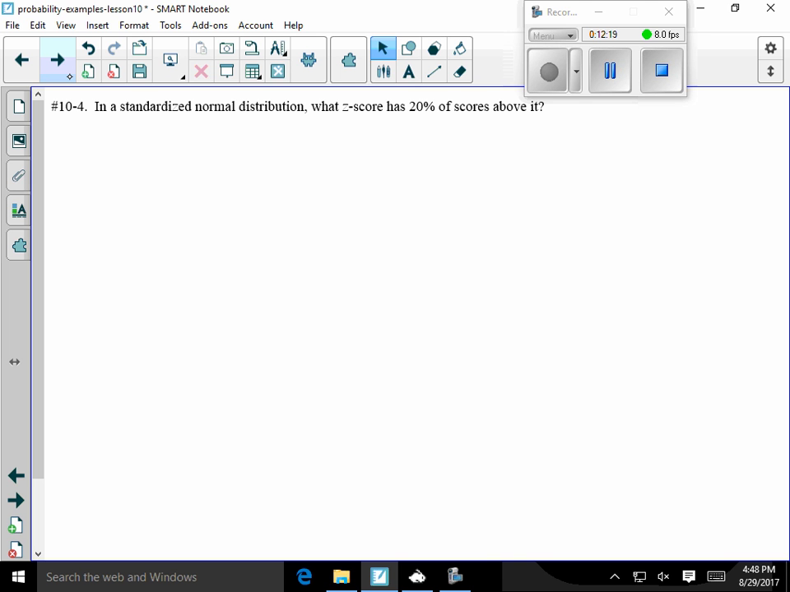So 10.4, this fourth problem, it says in a standardized normal distribution, what z-score has 20% of scores above it? So go ahead and pause and try this problem.